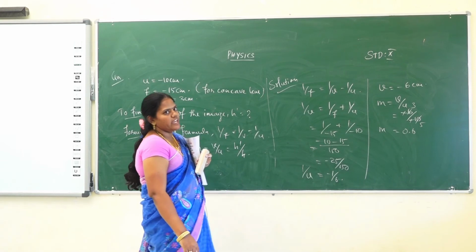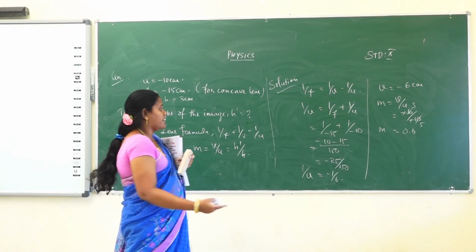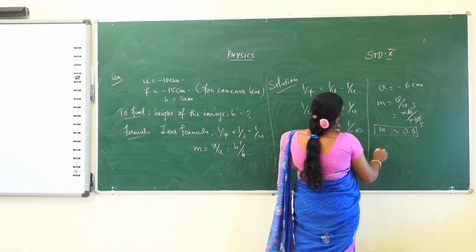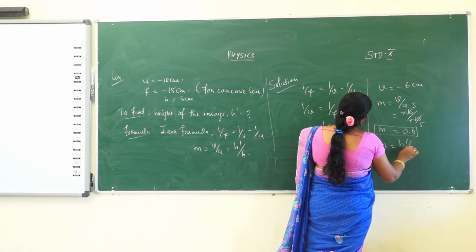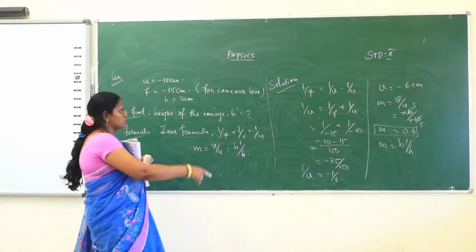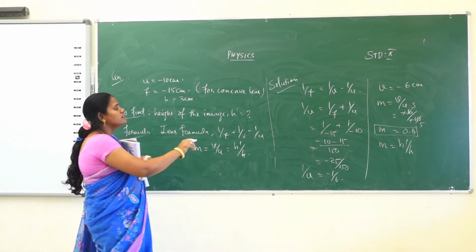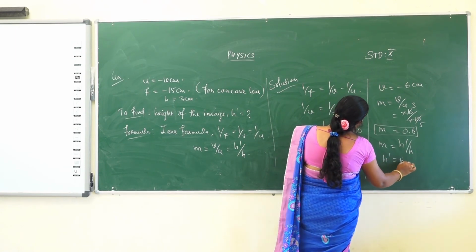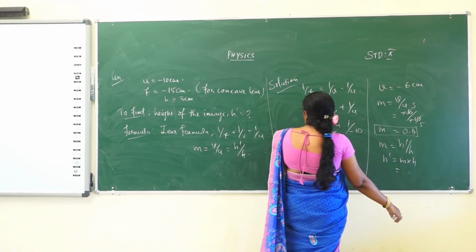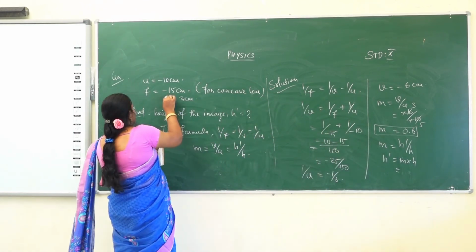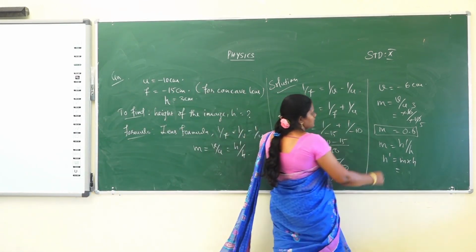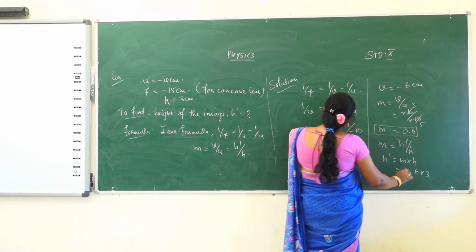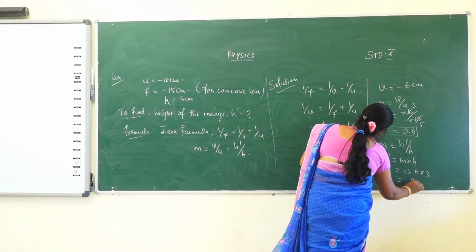So first we calculated the V value and next the magnification 0.6. You can easily find out the magnification M is equal to h dash by h. We need the height of the image, right? So using the magnification value we easily calculate the size of the image. So h dash is equal to m into h. What's the value of m? That is 0.6. What's the value of h? That is 3. So 0.6 into 3 is 1.8 centimeter.